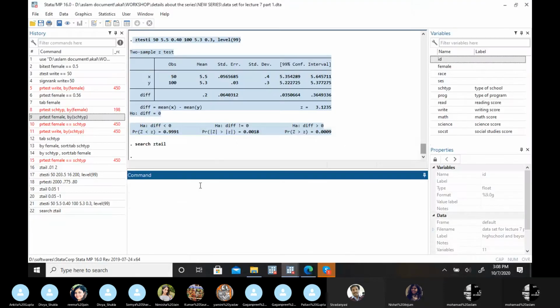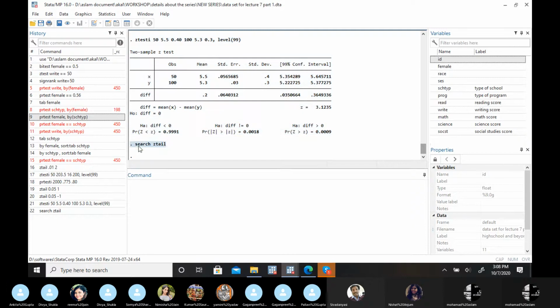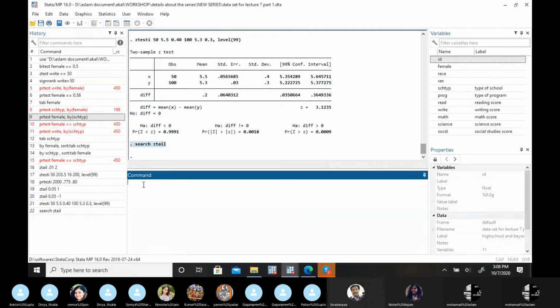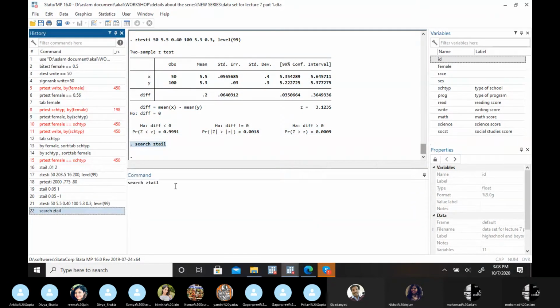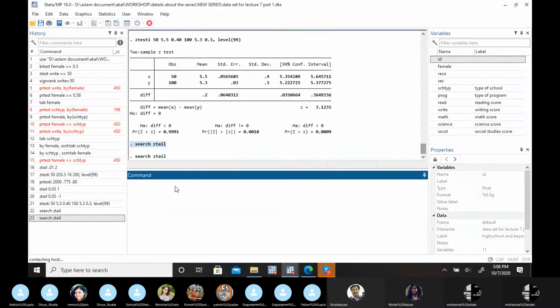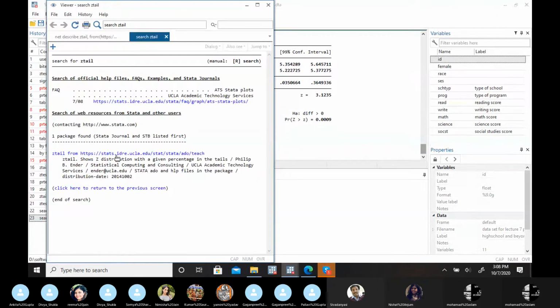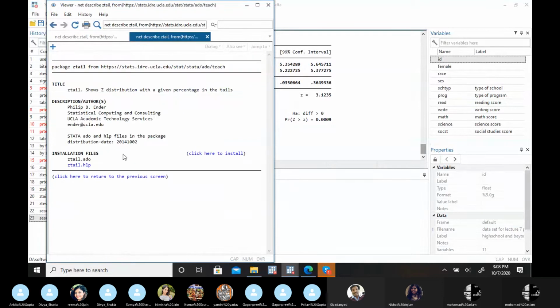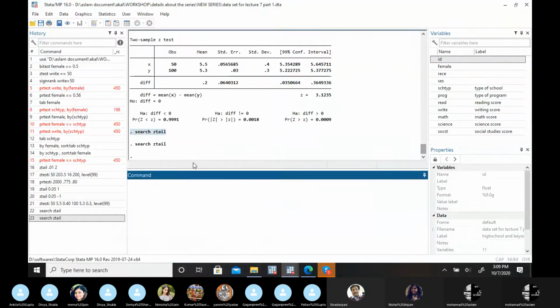So Ankita is saying again, okay, Ankita, just type search ZTail in your command window. This particular command you have to type in the command window. Then click on this particular package, and here you have to click to install. Then it will install in your Stata software.